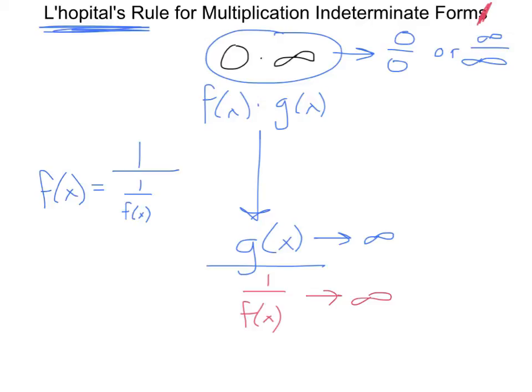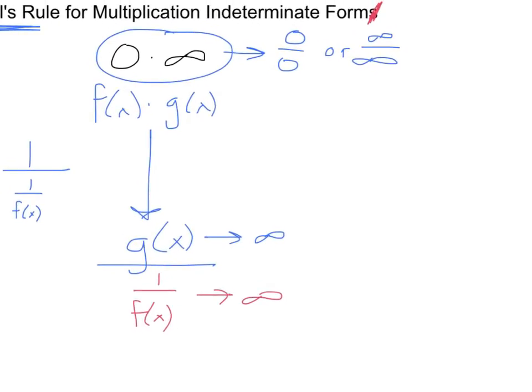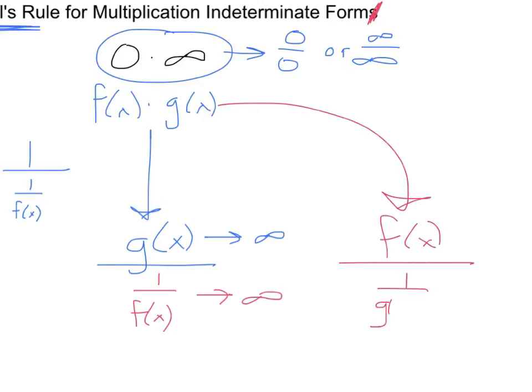We could also just as easily have taken this thing and written it as f of x over 1 over g of x. So our strategy for these problems is basically, if you have two things multiplied together, instead of multiplying, divide one of them by the reciprocal of the other. Then you'll have an indeterminate form, something that's 0 over 0 or infinity over infinity, and you'll be able to use L'Hopital's rule. So I've got 3 examples. Let's take a look at them.